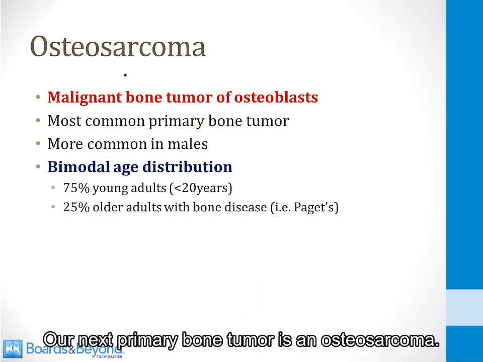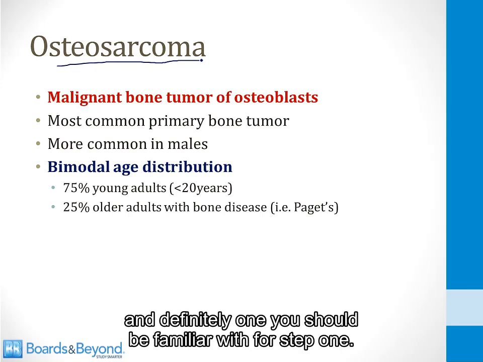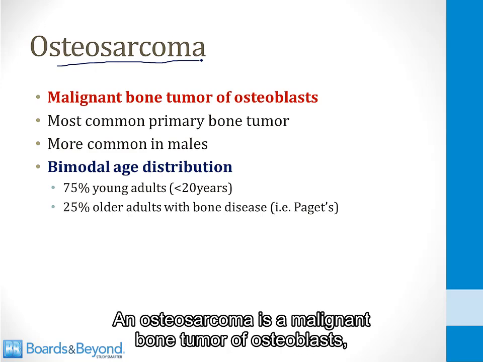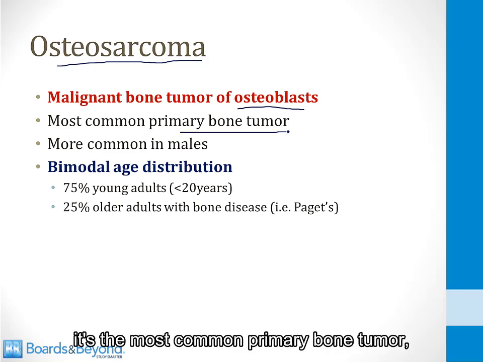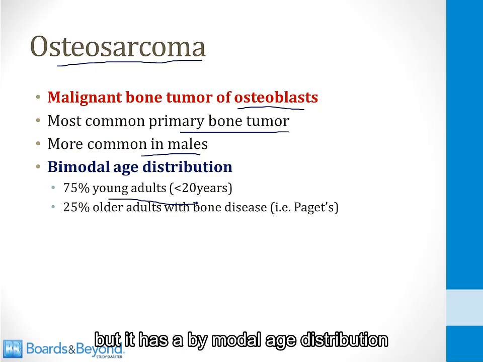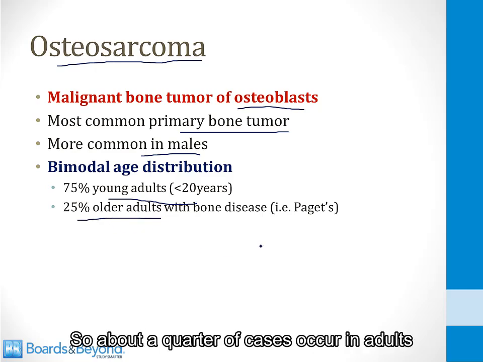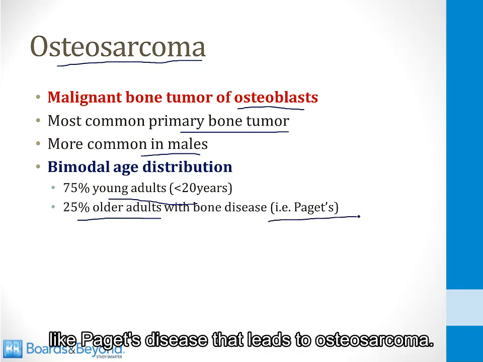Our next primary bone tumor is an osteosarcoma. This is a classic primary bone tumor and definitely one you should be familiar with for step 1. An osteosarcoma is a malignant bone tumor of osteoblasts. It's the most common primary bone tumor, and it's more common in males, and just like all bone tumors, it often occurs in young adults. 75% of cases occur in young adults less than 20 years of age. But it has a bimodal age distribution. That's because certain diseases can lead to an osteosarcoma later in life. So about a quarter of cases occur in adults who have some underlying bone disease like Paget's disease that leads to osteosarcoma.